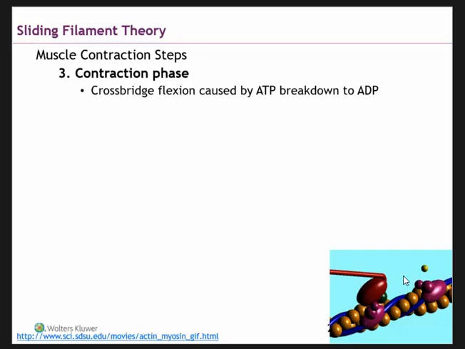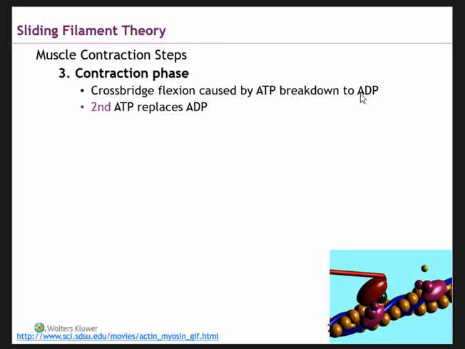The contraction phase. This is that cross-bridge flexion. Flexion, we know, is the pivot part. It's caused by ATP breakdown. Think back, we said that the myosin head is made up of an enzyme, myosin ATPase, and every time an ATP attaches onto that head, it hydrolyzes. It breaks apart into ADP and phosphate, and that phosphate is used, and that's the energy.